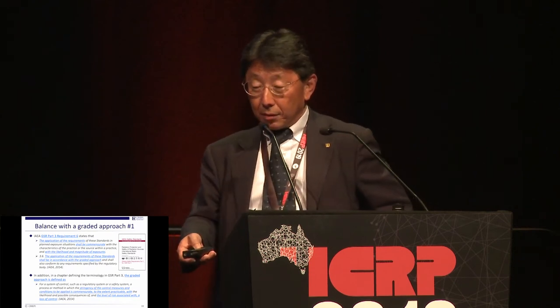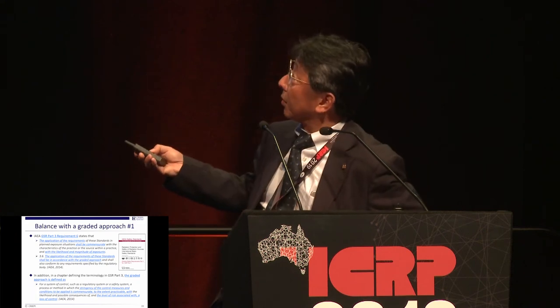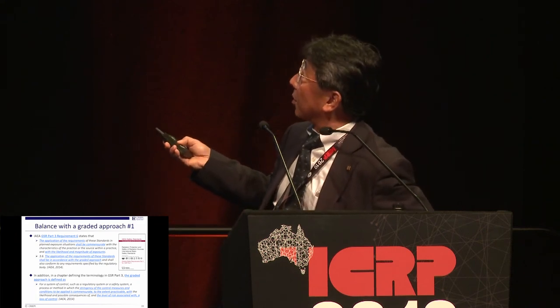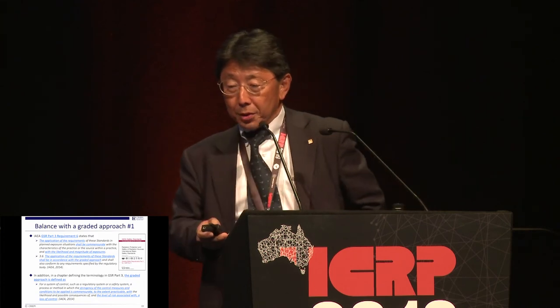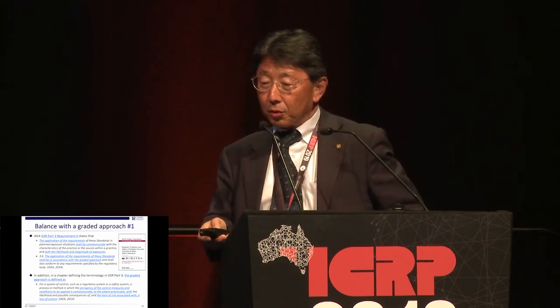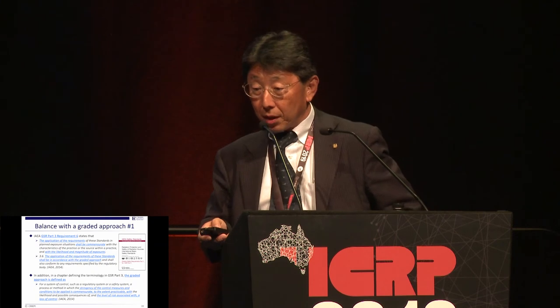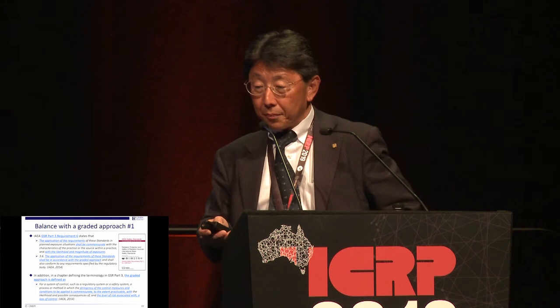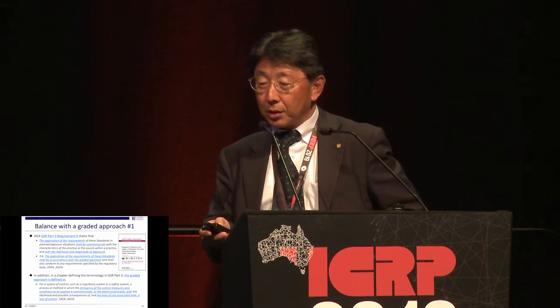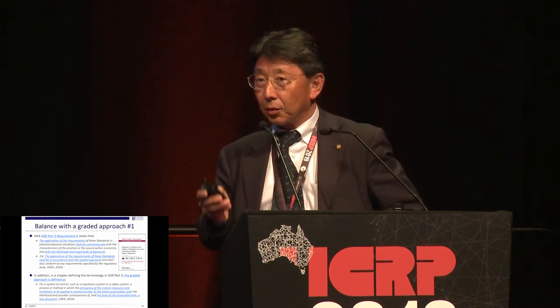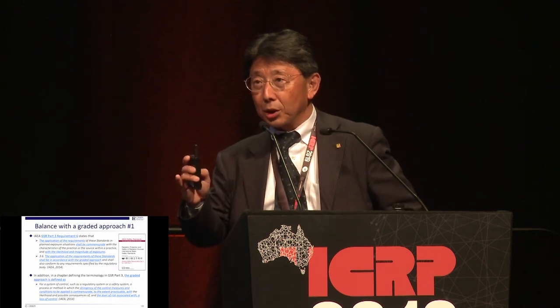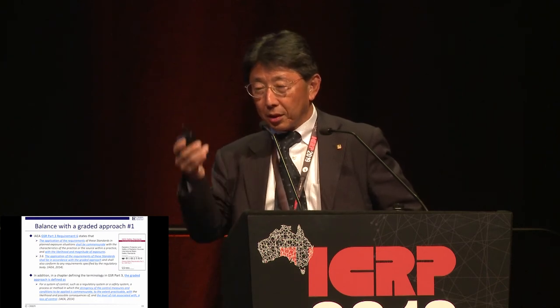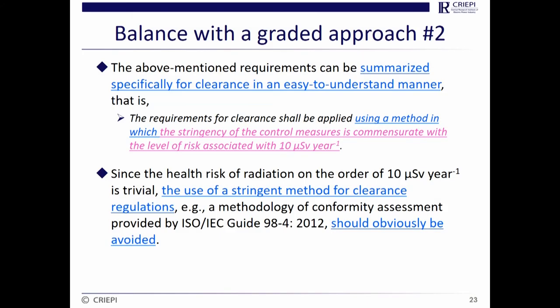An important point is this one, defining the terminology. The stringency of the control measures and conditions to be applied is commensurate, to the extent practicable, with the level of risk associated with the loss of control. So, loss of control for the 10 microsievert per year. Please consider this situation. But this expression is not so easy to understand.